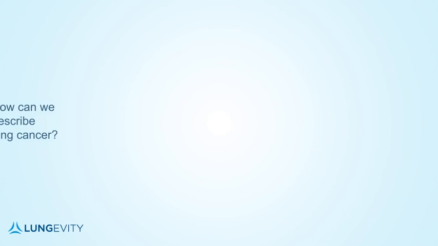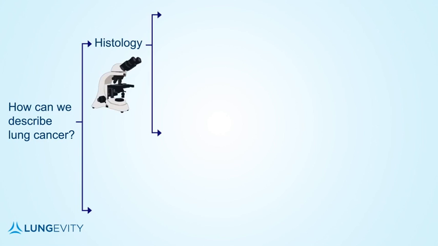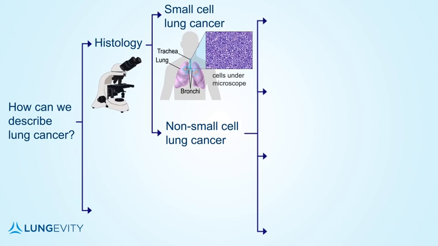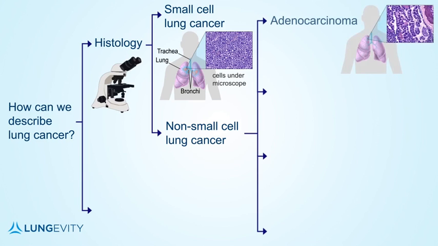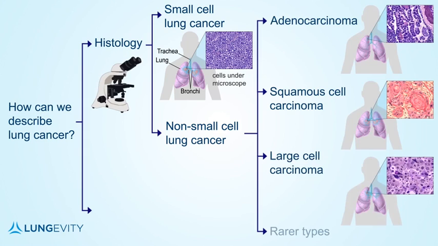When we think of categorizing lung cancers, there are two different ways of describing what kind of lung cancer a person has. One way is to describe it by its histology, or what the cells look like under a microscope. The main two histological types of lung cancer are small cell lung cancer and non-small cell lung cancer. Subtypes of non-small cell lung cancer include adenocarcinoma, squamous cell carcinoma, large cell carcinoma, and some rarer types.